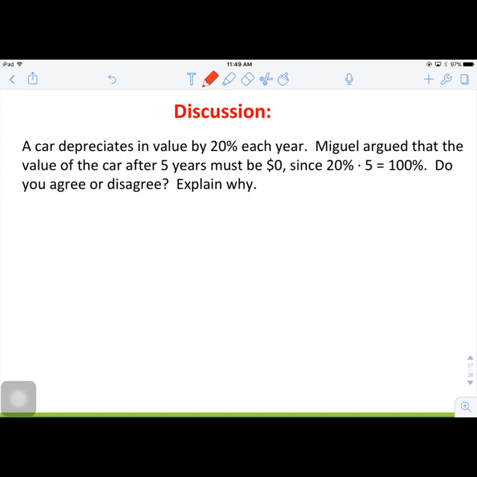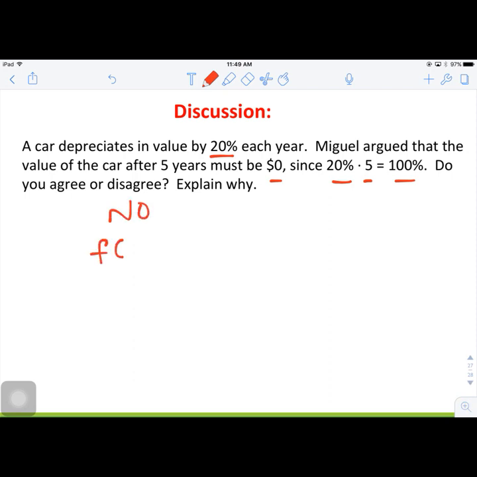And let's take a look at the next one, the famous car depreciation problem. So we all know that cars, equipment, anything like that, once you buy it, it's going to lose value. So this car is losing value at 20% each year. Miguel argued that the value of the car after 5 years must be 0, since 20% times 5 equals 100%. So do you agree or disagree? You can think about it and then answer the question before you move on. Pause the video. So Miguel is actually wrong, because that is not how math works here.